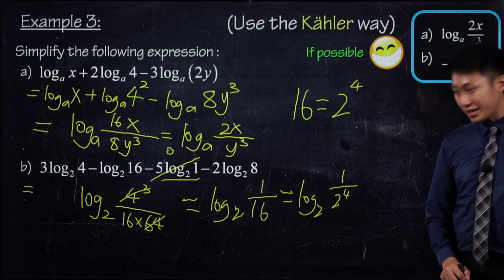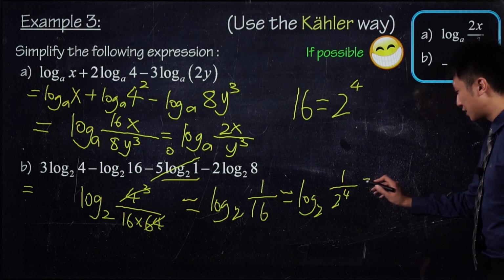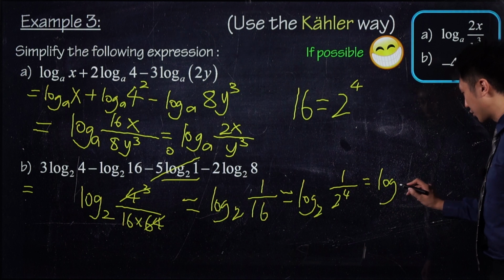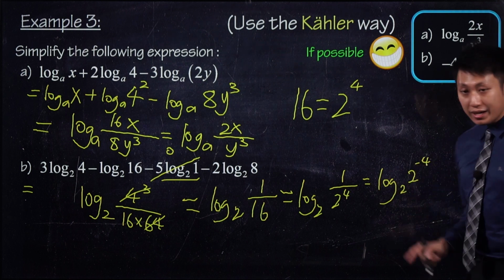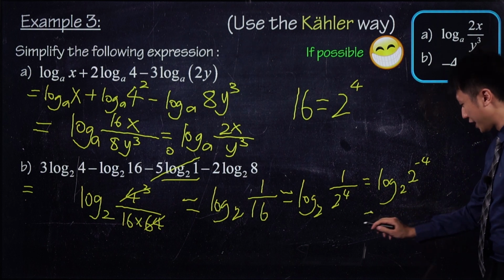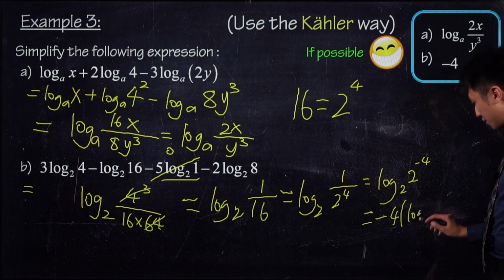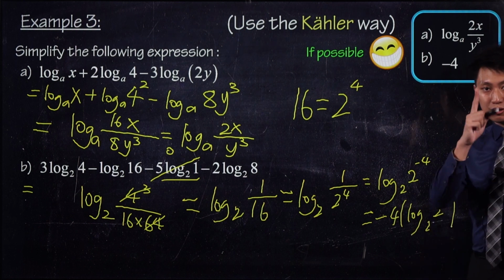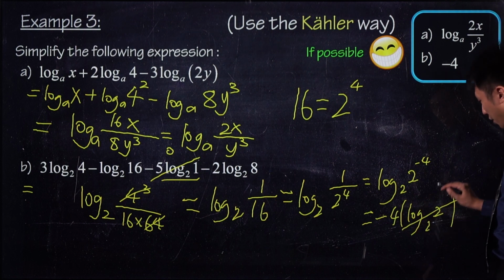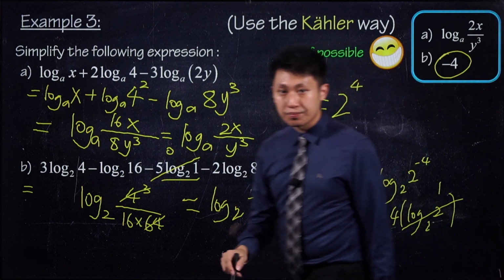Okay, problem is it's 1 over. So what do I do? I do negative. So it's log 2 to the power negative 4. Negative 4 I bring it out. What's log 2 2? So negative 4 bracket log 2 2. What's log 2 2? It's 1. So my answer is negative 4.